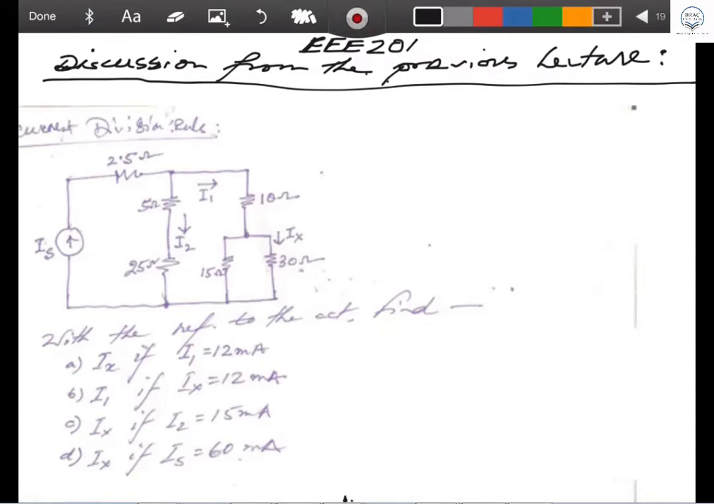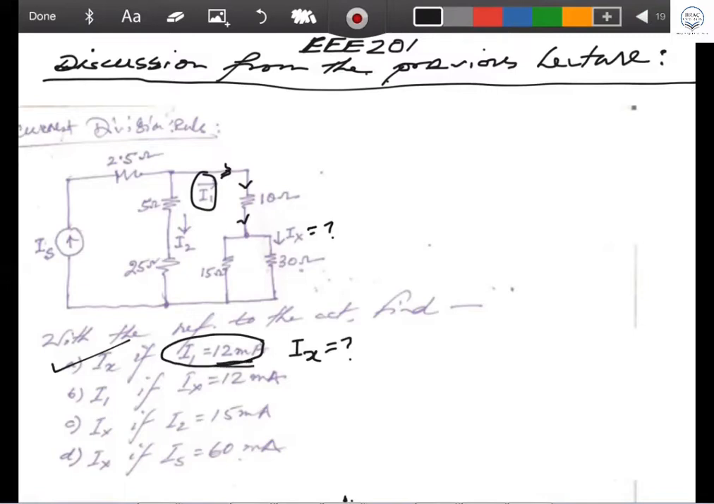Now, in this current division rule, the first problem you have to do is find the value of Ix if the I1 current is 12 milliampere. This is the first question. Now look, where is Ix? Ix in this circuit is over here. Where is I1? I1 is here. You can see I1 is flowing through this, and through this, and through this. So your I1 is given here as 12 milliampere.